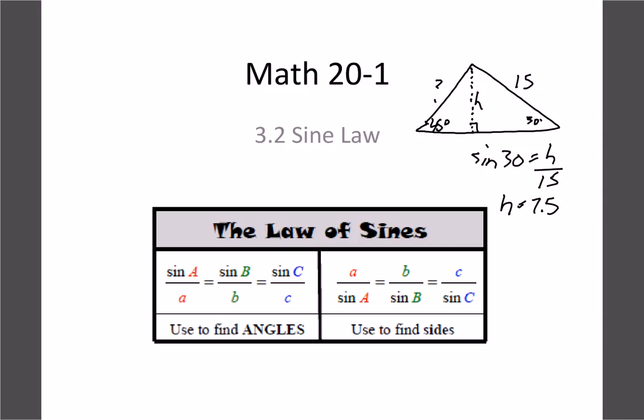Then we'd use regular sine again, so we'd have sine 45 is h over what we're looking for. Let's call that side x. But we know h is 7.5, so we could go 7.5 divided by sine 45, and that would give us 10.6. So it works not too badly to do it in two steps, but what we're going to see is the sine law is a little bit of a quicker way to do things.